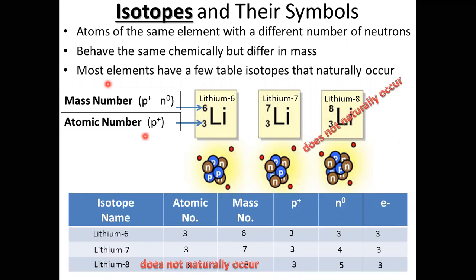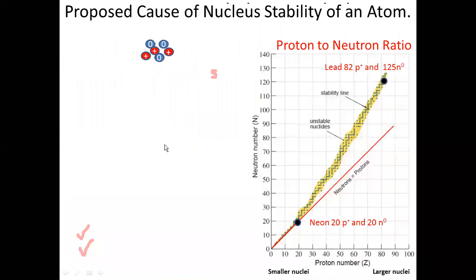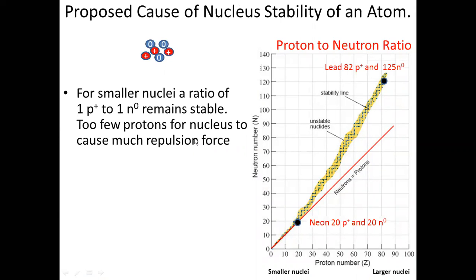So, final point about isotopes: most of the elements that exist in nature have a few stable isotopes. This should not say table, this should actually read stable. We'll fix that later in the lesson. Those stable isotopes are what occur in nature. So for lithium, lithium-6 and lithium-7 happen to be the stable, naturally occurring isotopes. What determines whether or not an isotope is stable relates to what I would call the ratio of protons to neutrons.